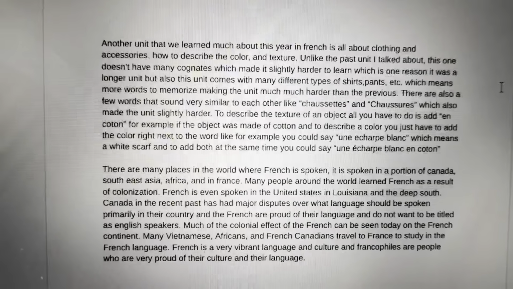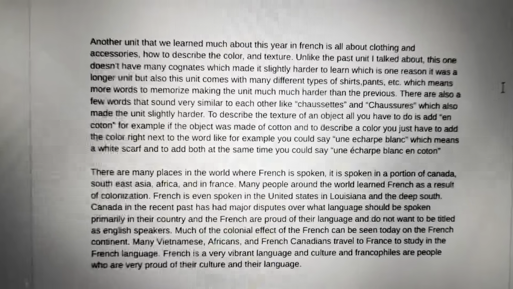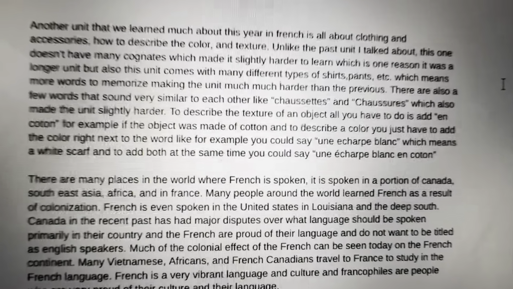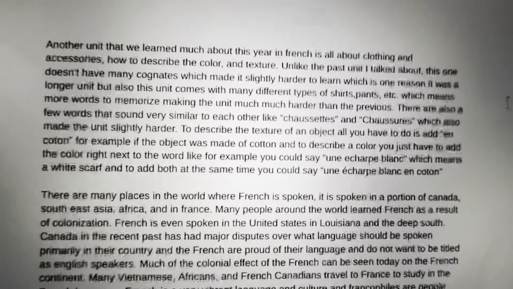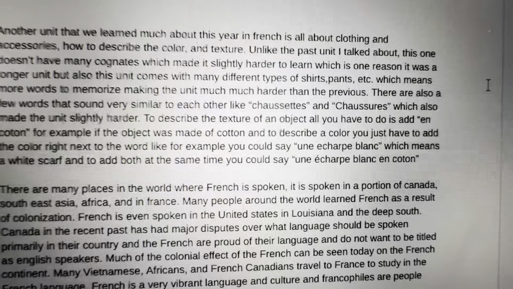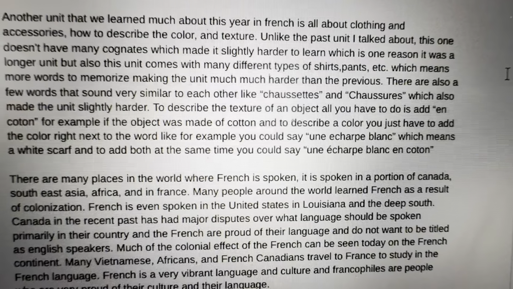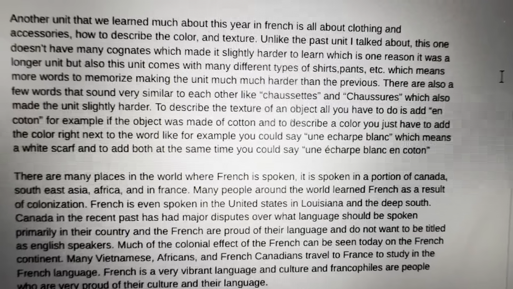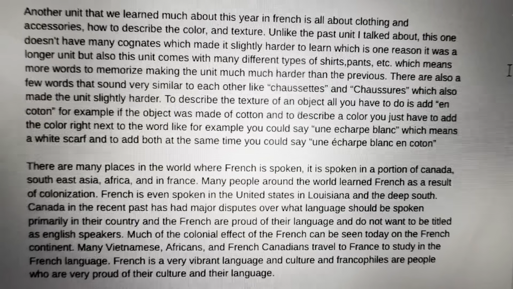There are also a few words that sound very similar to each other, like chaussette and chaussure, which also made the unit slightly harder. To describe the texture of an object, all you have to do is add en coton if you want to say made of cotton, for example.